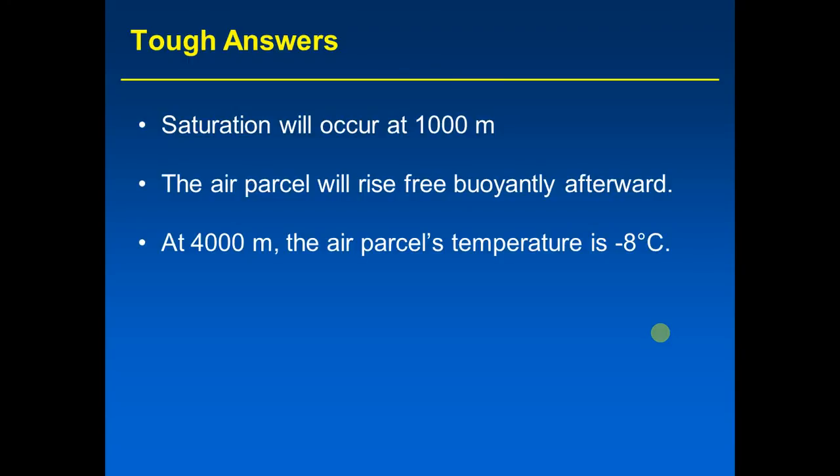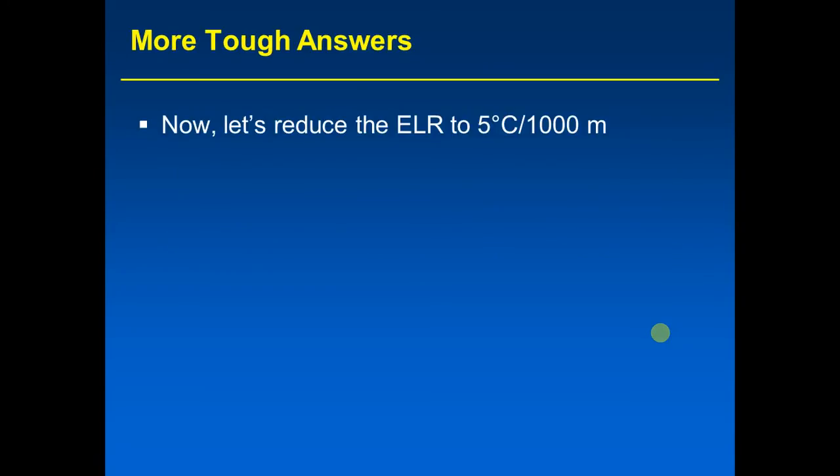Now, let's reduce the environmental lapse rate to 5 degrees Celsius per 1,000 meters, okay? So now the environmental lapse rate, instead of being greater than the dry adiabatic lapse rate, is less than the moist adiabatic lapse rate. So, a stable atmosphere. Now, can you work out the level of saturation and whether the parcel will rise afterward?